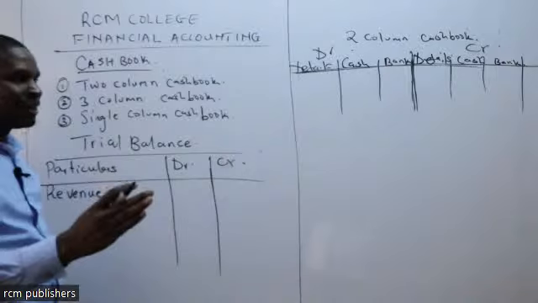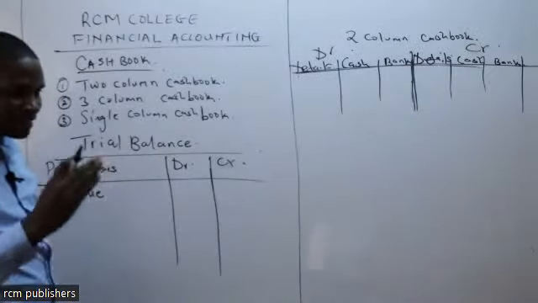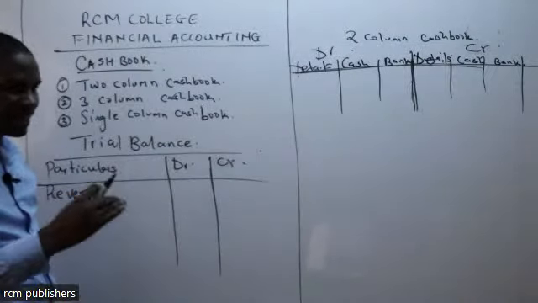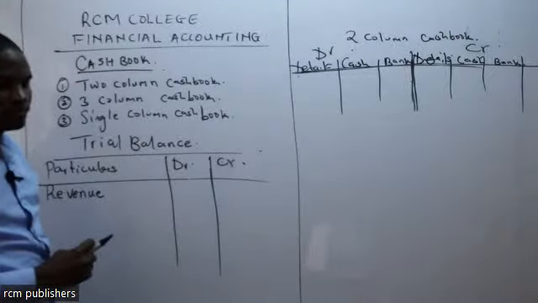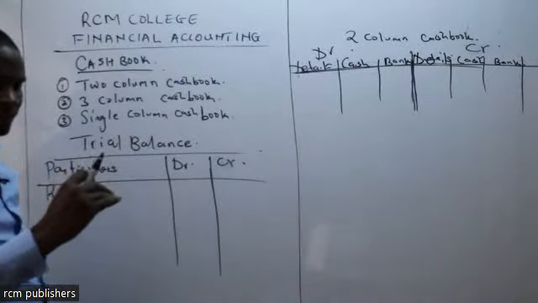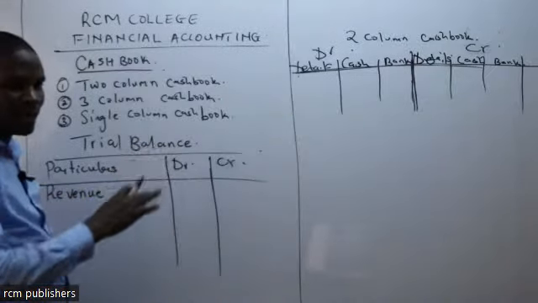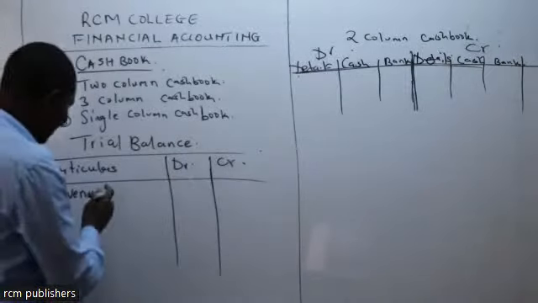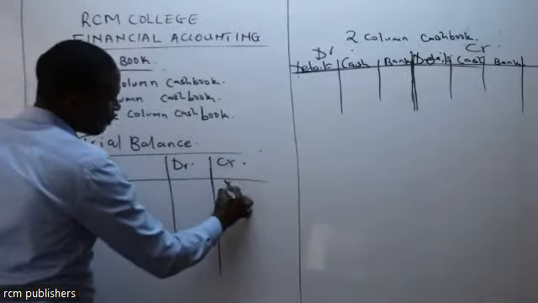If you have been following our classes, my friend, can I get several answers? Credit. Revenue. It's very important. You'll pass financial accounting. So it is on the credit side.